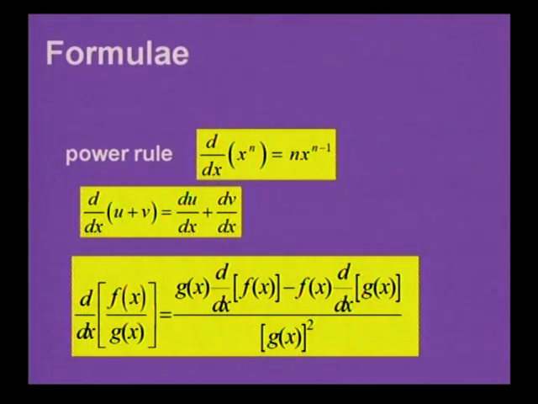This is the power rule. Next, coming to the sum rule, that is d by dx of u plus v is equal to du by dx plus dv by dx. And next, coming to the quotient rule, that is d by dx of u by v is equal to v du by dx minus u dv by dx, all over v square. It is nothing but the quotient rule.